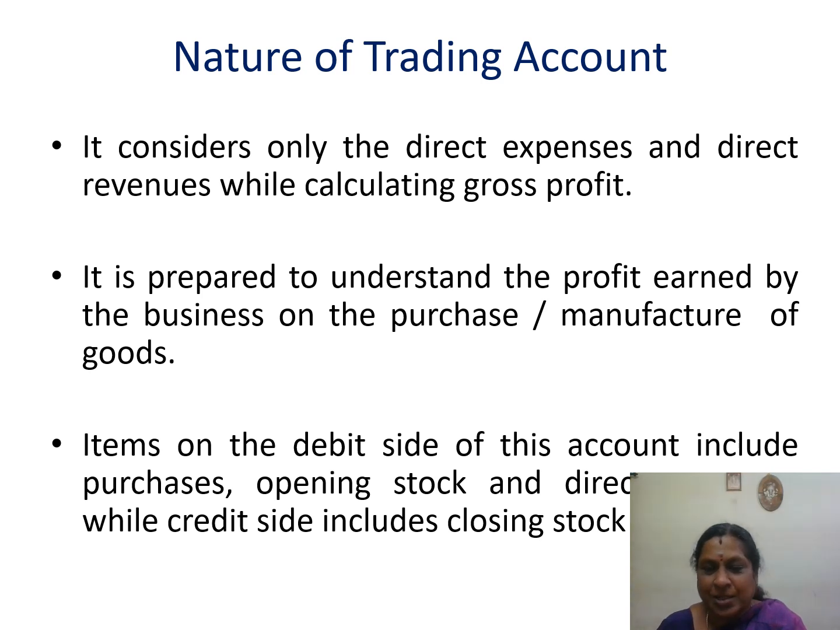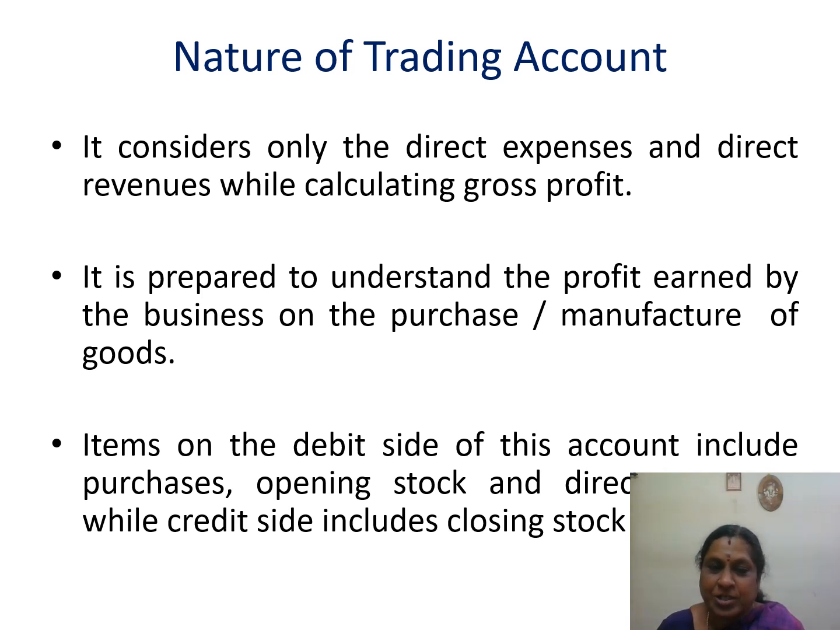Now, what are the items that appear on the debit side of the trading account? There are four important items that will appear in almost all trading accounts. To begin with, we'll start the problem by identifying the opening stock. Opening stock will appear on the debit side of the trading account, followed by purchases. Immediately after purchases, we have to locate if there are any purchase returns.